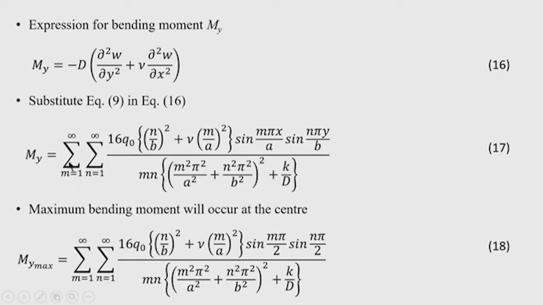So, the expression for M_y is given like that, where n and m are integers, and again the odd values of integers are taken for calculating the bending moment. Maximum bending moment will occur at the center, and therefore we get the maximum bending moment in both directions by putting x equal to a by 2 and y equal to b by 2.